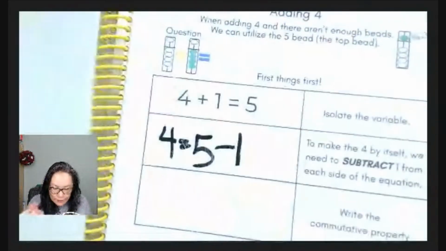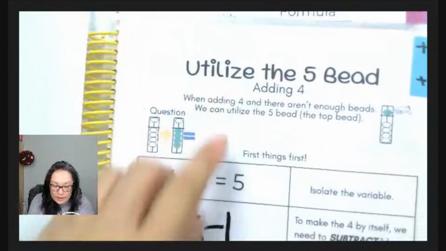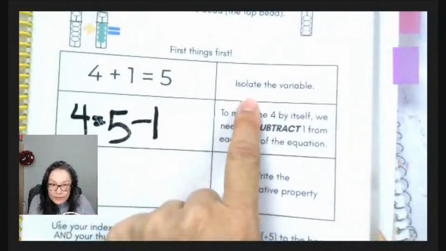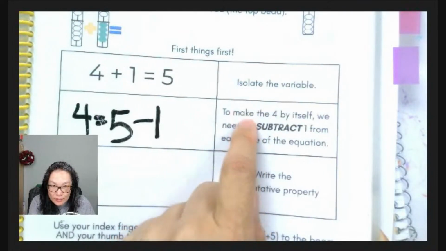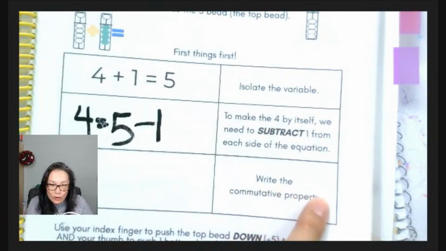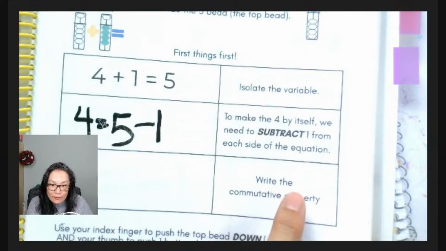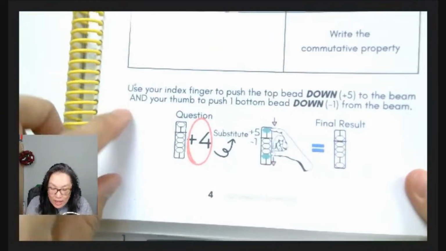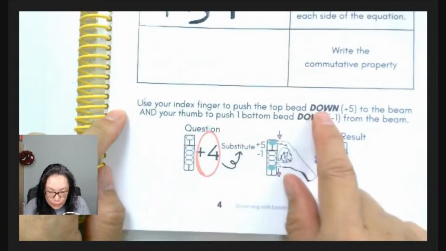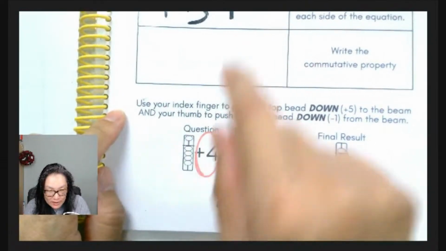Notice that? And then I have it where you can utilize and you can write it. And this is all laminated. So this is all laminated, and you'll see that you'll have instructions to isolate the variable, make the 4 by itself, subtract on both sides, and then write the formula in the commutative property. And then after that, I show you how to do it on the abacus. So every one of them will tell you if I need to 4 plus the 4.